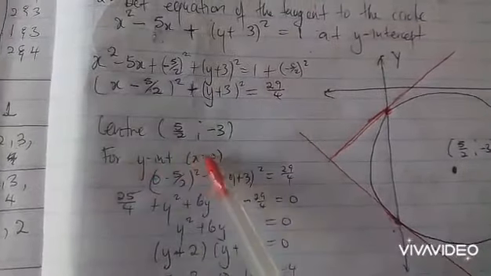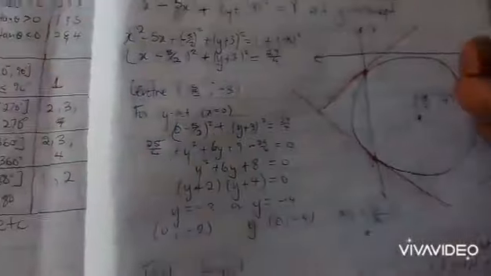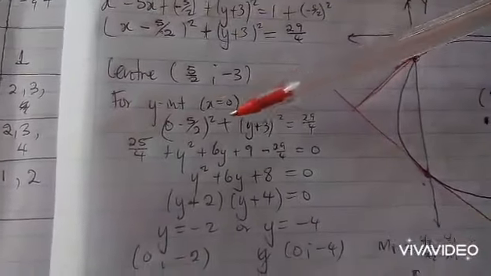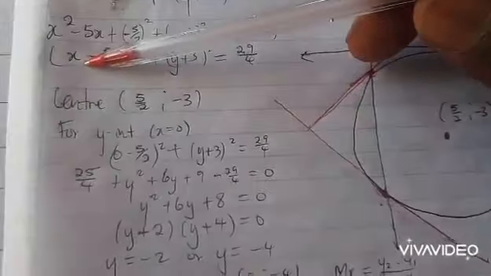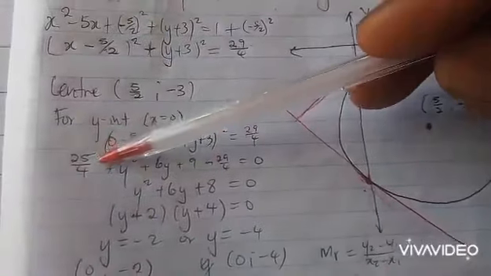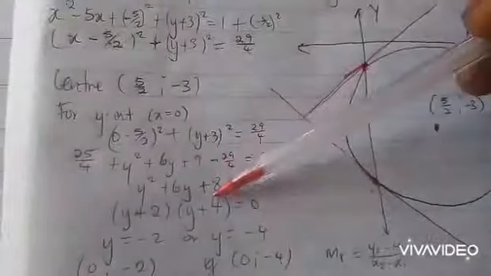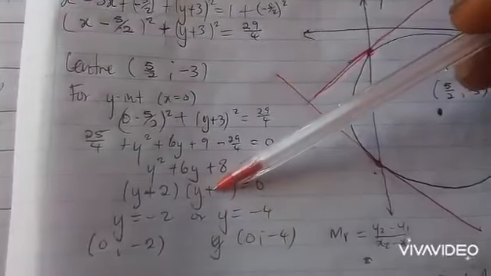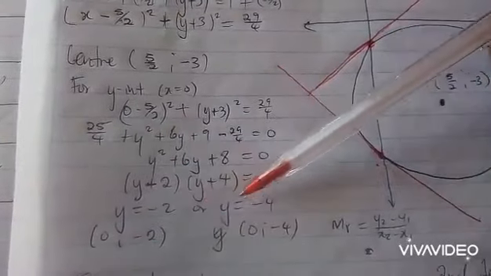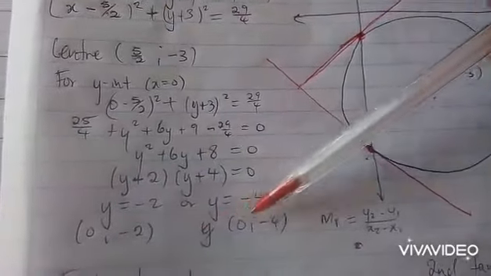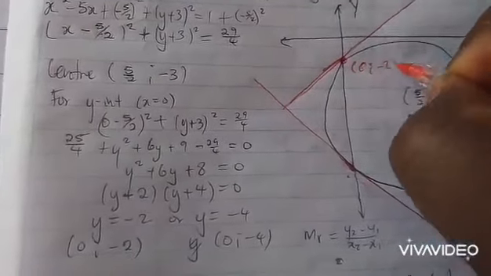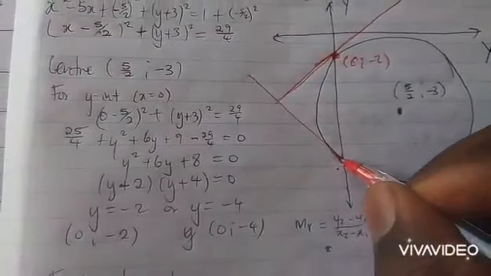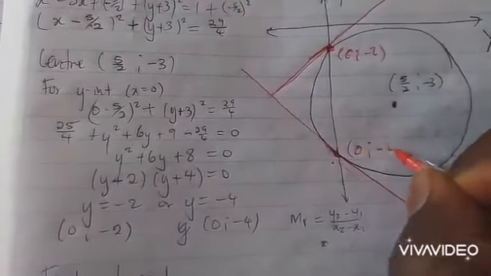For the y-intercept, my x must be 0. So we substitute 0 for x. That gives 0 minus 5 squared, which is 25, then 25 over 4. Transpose this to this side; this plus this minus this gives us 8. Then we factorize and get minus 2 and minus 4. So the points are (0, -2) and (0, -4). Our first y-intercept is (0, -2), and my other y-intercept is (0, -4).